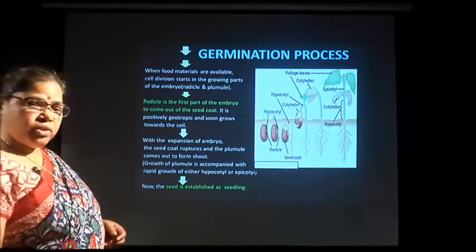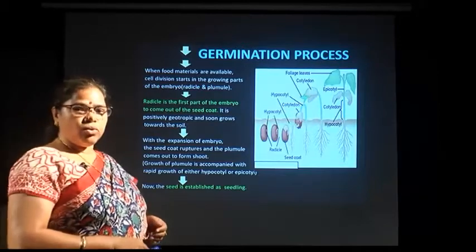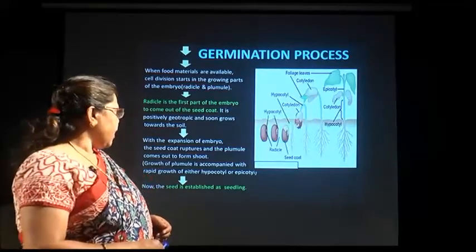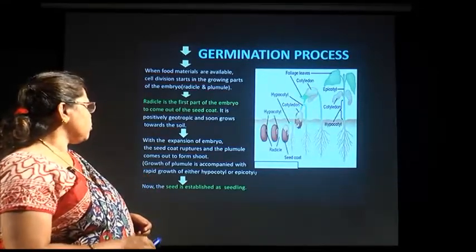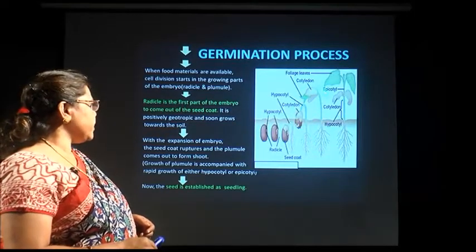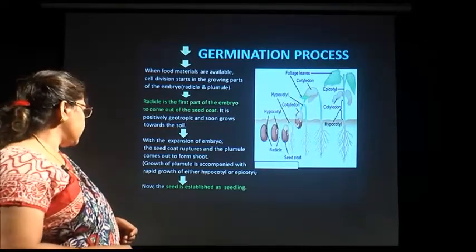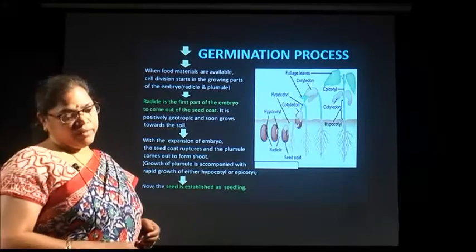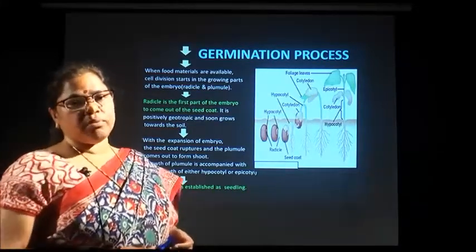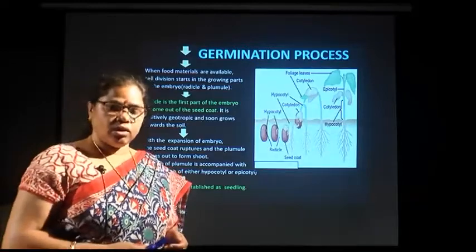And after formation of the radicle, which grows into the root system of the plant, and the plumule forms the shoot system of the plant, a complete seedling is formed, and the seed is now established as a seedling. With this the process of seed germination is completed.